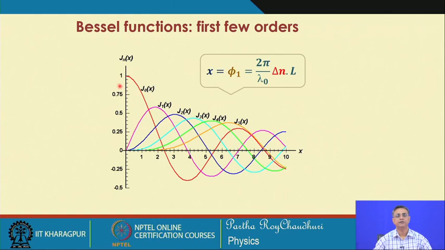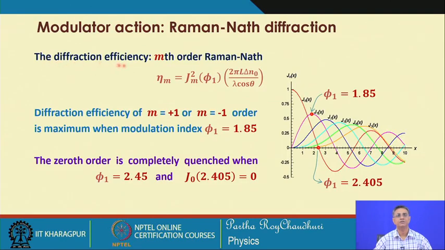So, therefore, the various orders of Bessel function, we may recall that this is J0, J1, J2, etc. They have different 0 crossings, and it is only J0 which is maximum at x equal to 0, in this case phi 1 equal to 0. Therefore, the diffraction efficiency in the mth order will come from here, Jm squared of phi 1, which is the phase which will come from here.